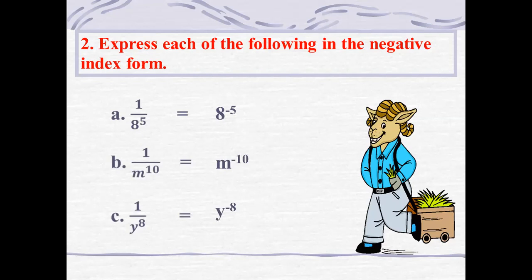So that is number 2, A, B, and C. And then continue number 3 and 4. Okay, so you finish that one. 3 and 4.